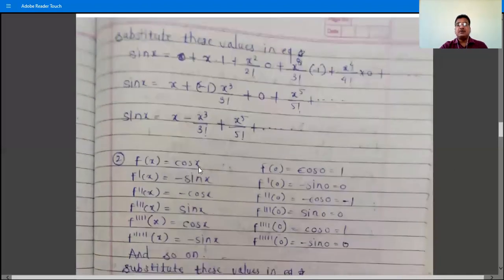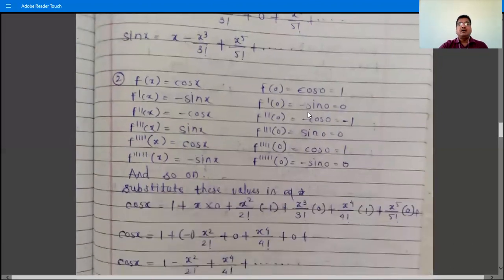Similarly, the expansion for cos x: f(x) is equal to cos x. And therefore, we have f(0) is cos 0, which is 1. Then f'(x) is minus sin x, the derivative of cos x. Then f'(0) is minus sin 0, which is 0. F''(x) is minus cos x, the derivative of sin x is cos x. And f''(0) is what? Minus cos 0, that is minus 1. Then f'''(x): the derivative of minus cos x is minus minus, that is plus sin x. The value at 0 is sin 0, which is 0.